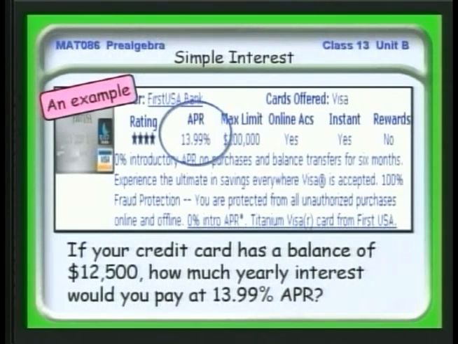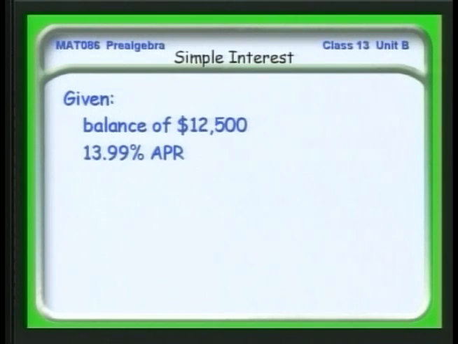If your credit card has a balance of $12,500, how much yearly interest would you pay at 13.99% APR, annual percentage rate? Okay, let's look at what we're given. We're given the $12,500 balance, just about 14% APR, and we would like to know what the yearly interest is. Here's what we're given, and here's what's asked.